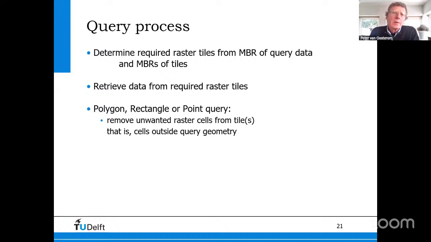An example of querying. So typically we first figure out which tiles we need based on the minimal bounding rectangle of the query geometry, and then retrieve these tiles. And then these tiles are being processed to make sure that only the pixels inside the query geometry will be retrieved. And we can query with a polygon or a rectangle or a point. And when we say, okay, we want to have, say, all the pixels in the road, then we have to remove the pixels outside the road.